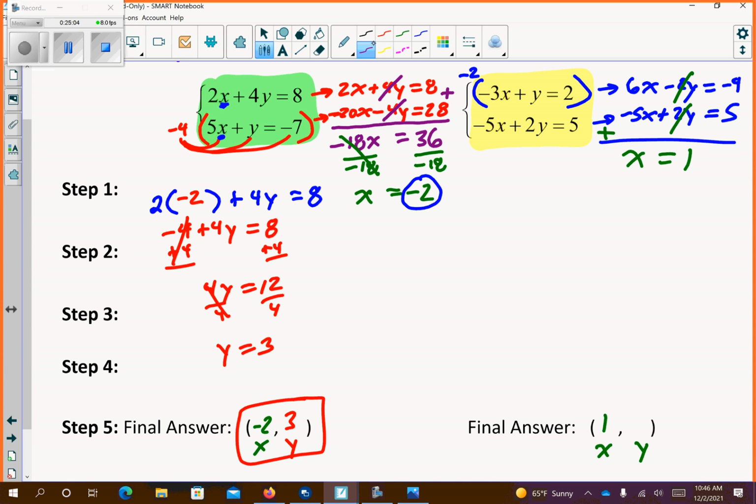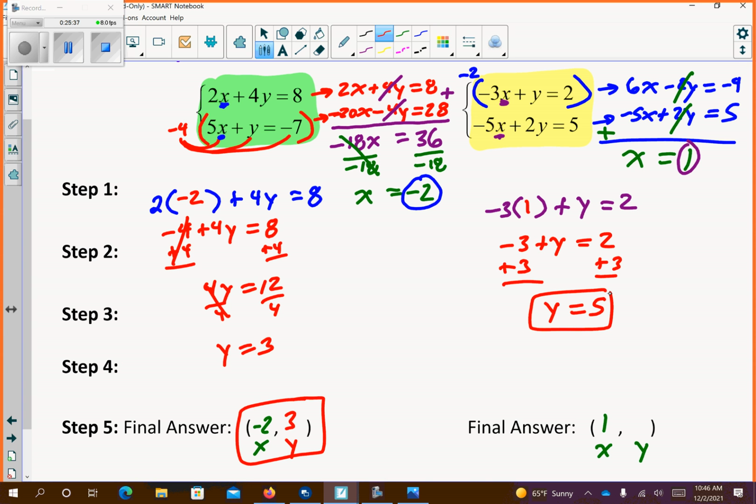All right. What do you think I should do with this 1? I'm going to replace it with this x or this x. Which one, top or bottom? Top. Okay. -3 times, so where that parenthesis is where x used to live. What's going to go in that place? 1. So -3 times 1 is -3 plus y equals 2. I'm going to add 3 to both sides. Cool. All right.